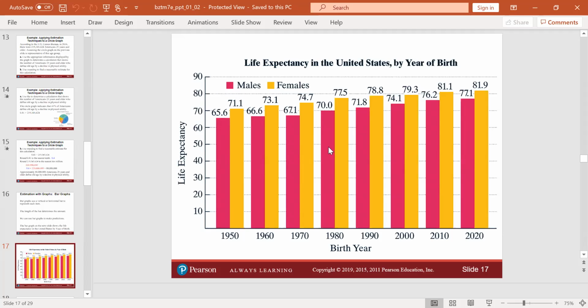But my point with this one is that males are the red bar, females are the yellow bar. And ladies, you've got us men beat. Even though we're starting to close the gap, women are living 3 to 4 years longer on average than men, 4 or 5 years, maybe something like that.